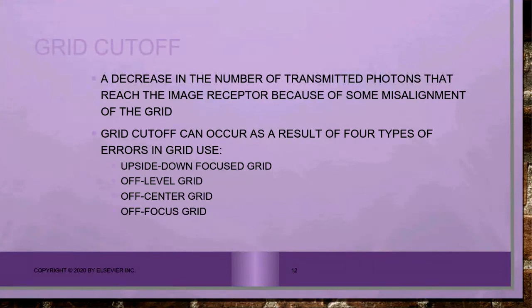Okay, so there are 4 types of grid errors. There is an upside down focused grid error, an off level grid error, an off center grid error, and an off focus grid error.